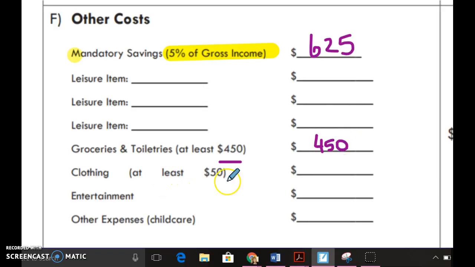You have to have at least $50 for clothes. But I know I like to buy clothes, so I may bump it up to $100. But you have to at least have $50.